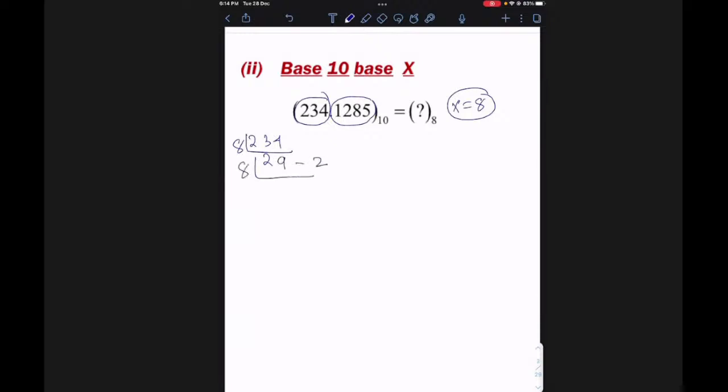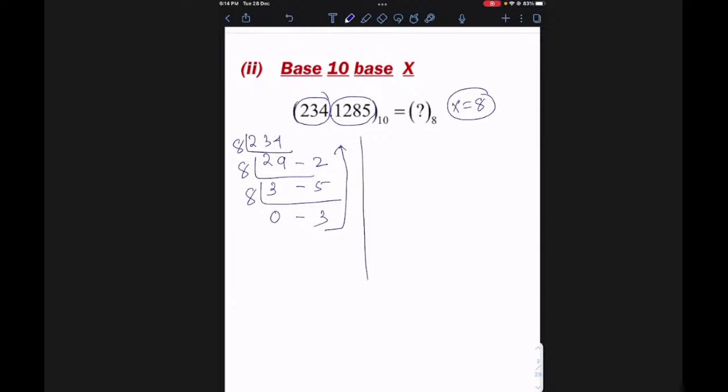Then I have 8, then it is 3, 24, the remainder is 5. Then 8, it is 0, and this is 3. So that means, how do you write this? We write this in the bottom to top approach. We'll see the end results at the end, okay? But this 234, you have to do like this.